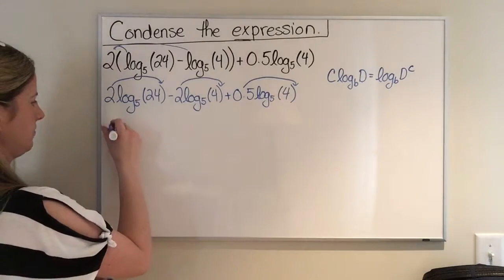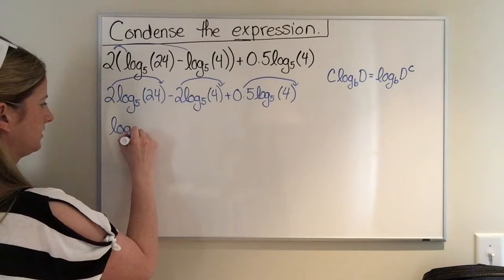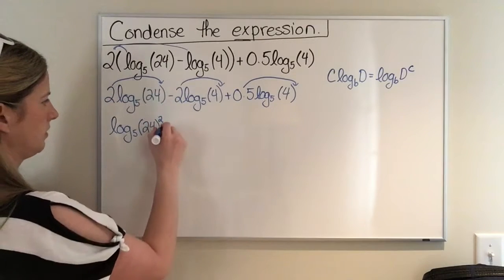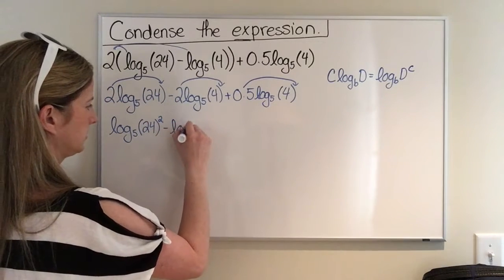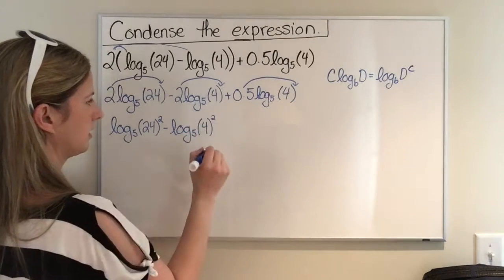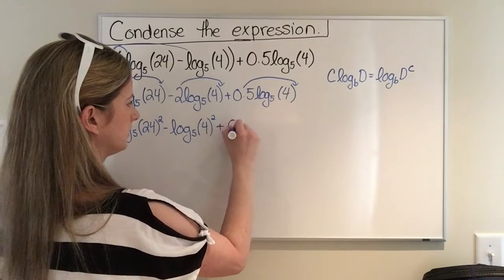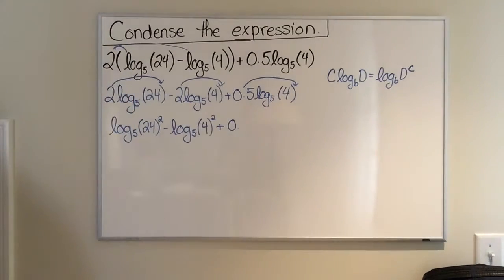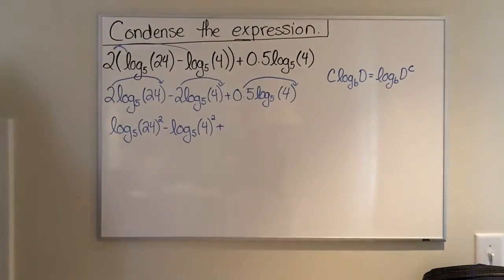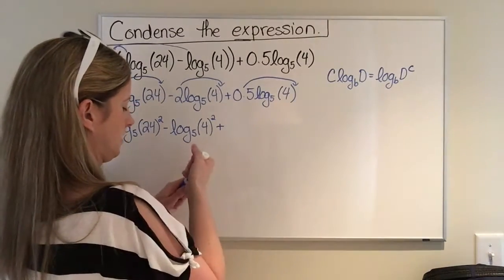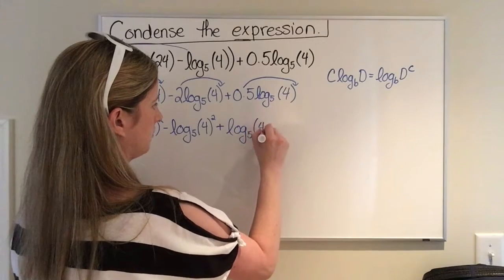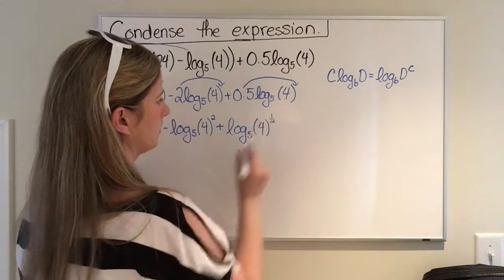So we end up with log base 5 of 24 squared, because we brought the 2 up, minus log base 5 of 4 squared, and then plus, whoops, the whole point was we're bringing that up. What am I doing? Lack of sleep. Okay. Plus log base 5 of 4, and I'm just going to write it as to the 1/2.